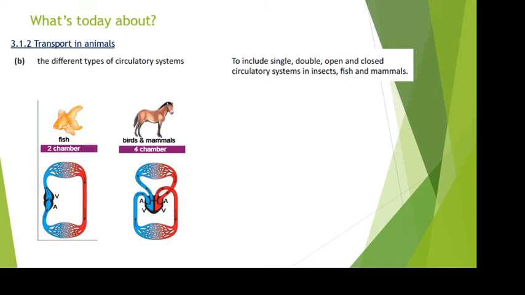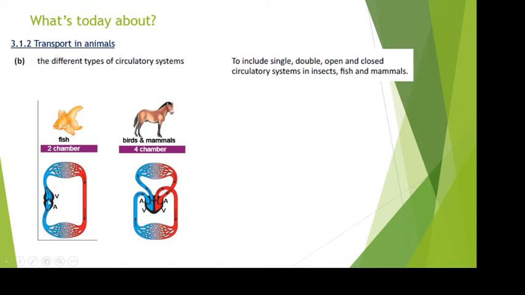So let's look at these different circulatory systems then. So the spec point, I've got to talk about single circulatory systems, double, open, and closed circulatory systems, linking it to mammals, fish, and insects. So that's a fishy. That's a horsey. Horses are mammals. They're not birds. They're mammals. Fishies and horses, I mean, their circulatory system, it's got more similarities than it does differences. But it's the differences that really are important and really are the bits that we need to really crack.